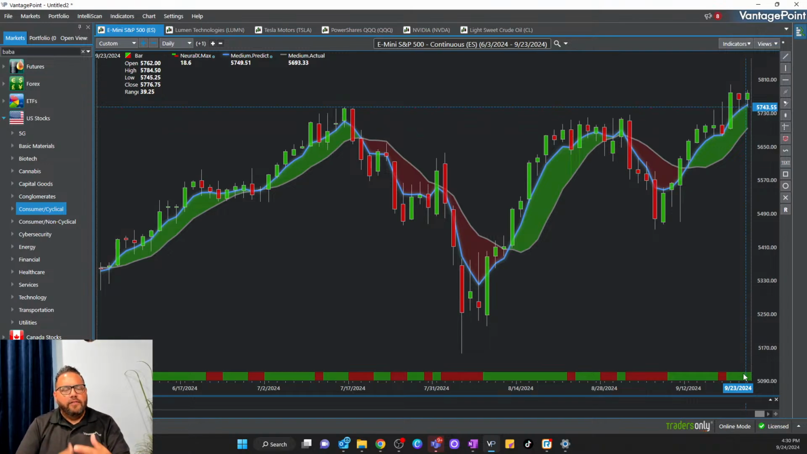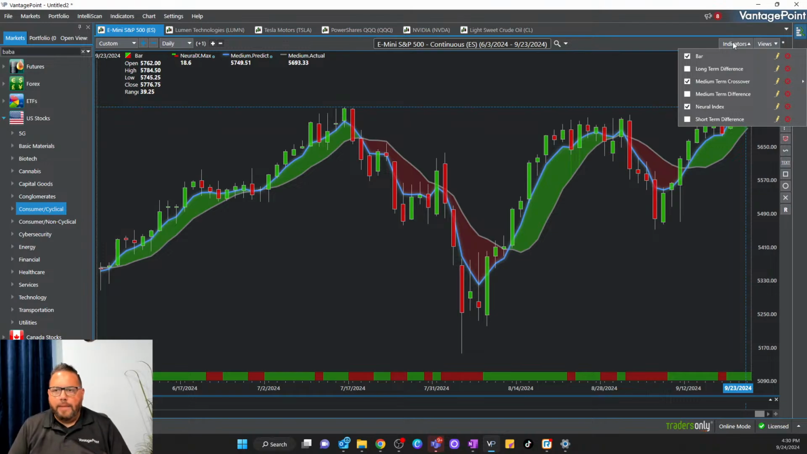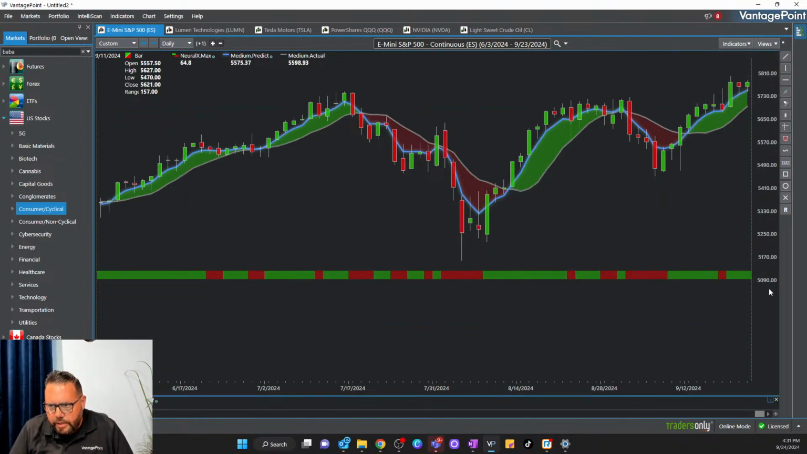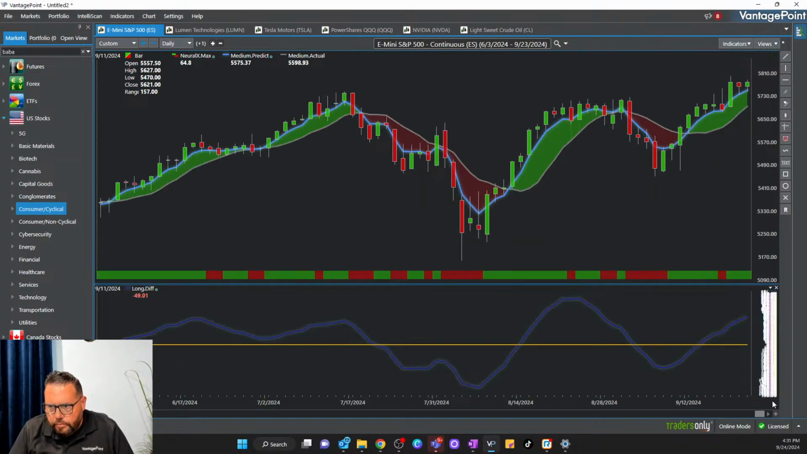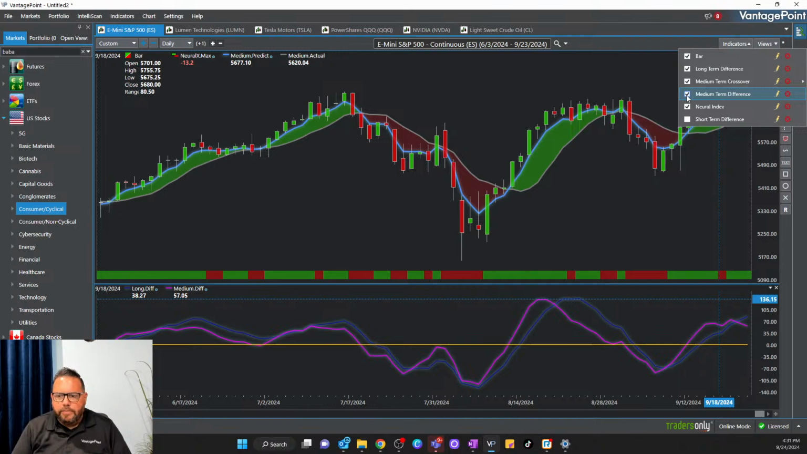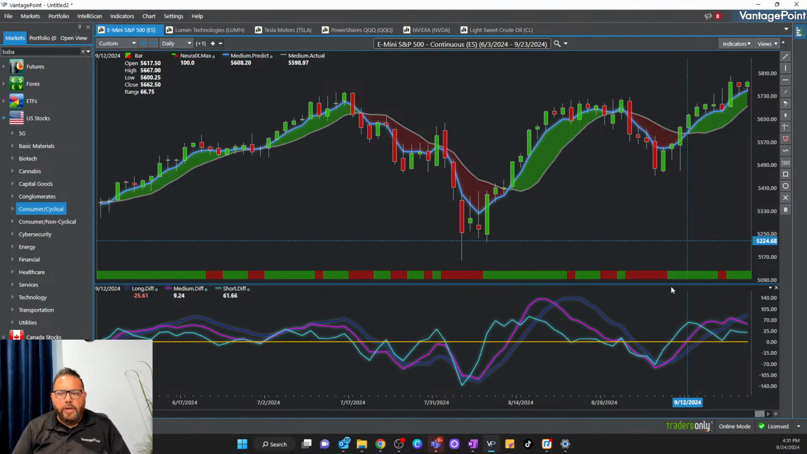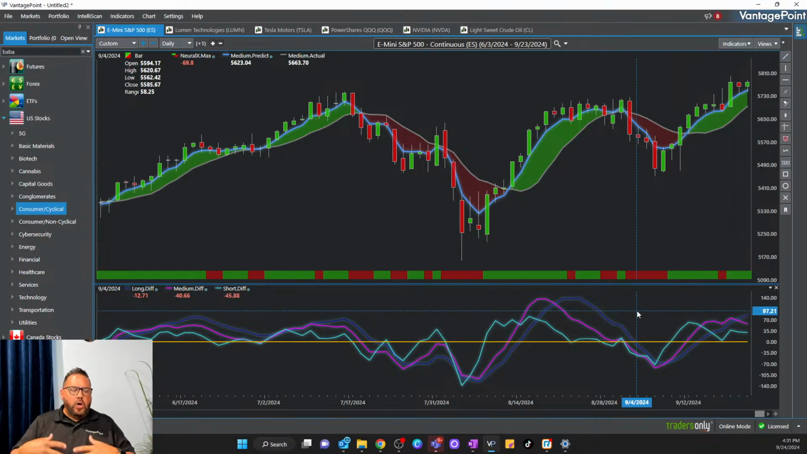VantagePoint can forecast momentum over the next 1, 2, and 3 days using what we call the predictive differences, all right? I'm just going to go turn those on right now. Here is the 3-day momentum indicator. If I open up this little window right here, you'll see that. There we go. You can see I have my 3-day momentum indicator right here. Here's my medium term, and here's my short term. Now I've got my 1, 2, and 3-day momentum indicators on my chart.